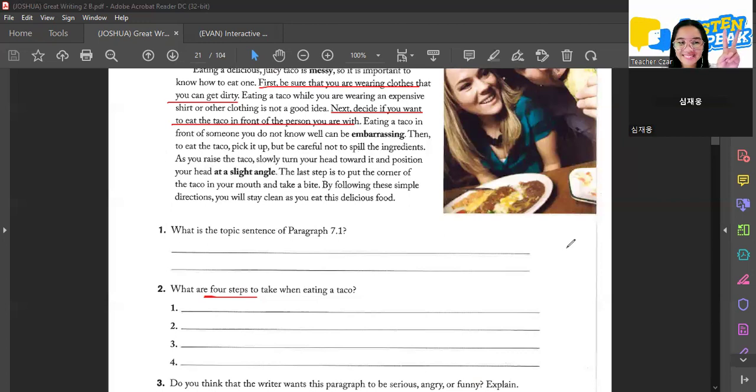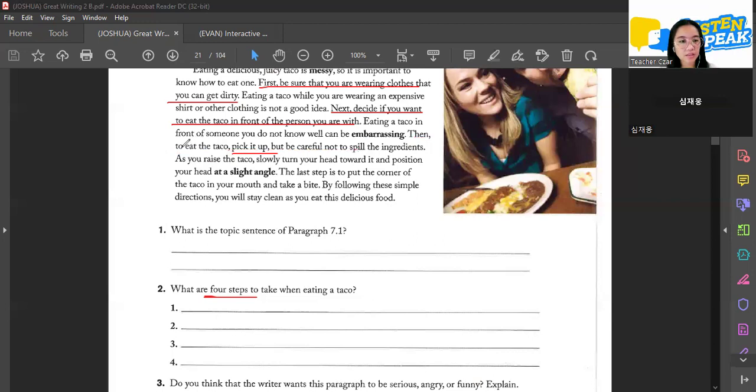Next one. Or the third one? The third one. Pick it up, but be careful not to spill the ingredients. Pick it up. This one? Yes. Okay, then eat the taco, pick it up, and be careful not to spill the ingredients inside the taco. Okay, and last one.